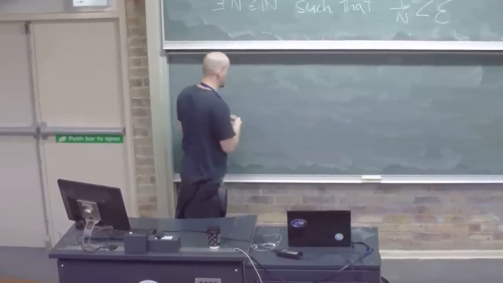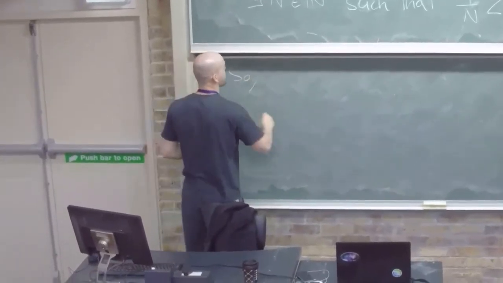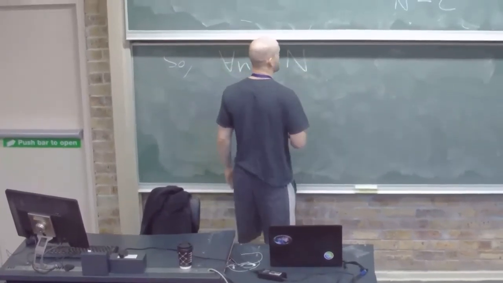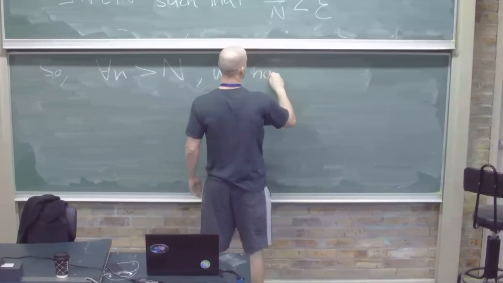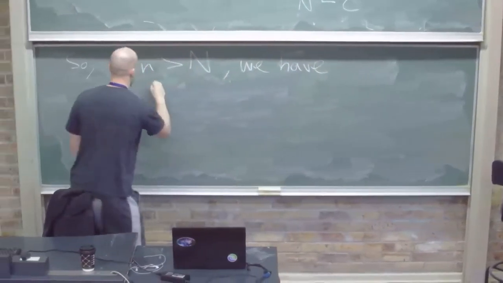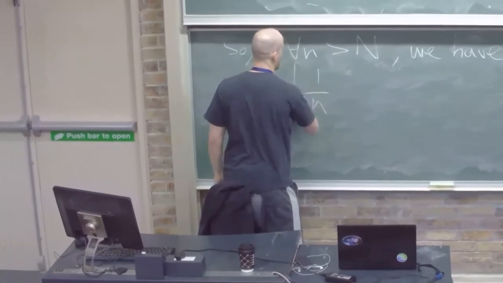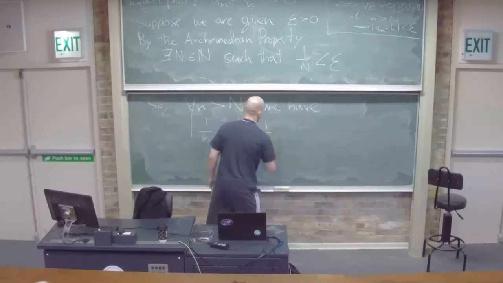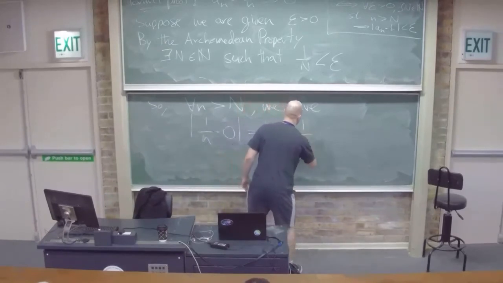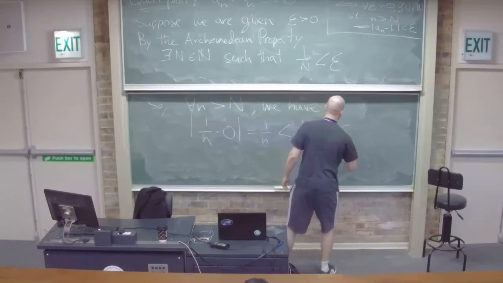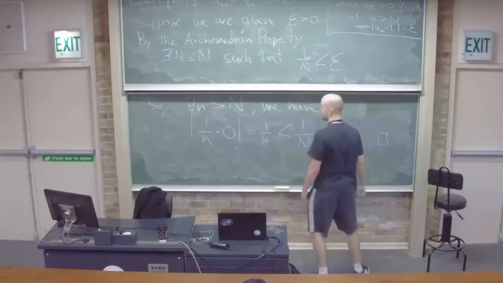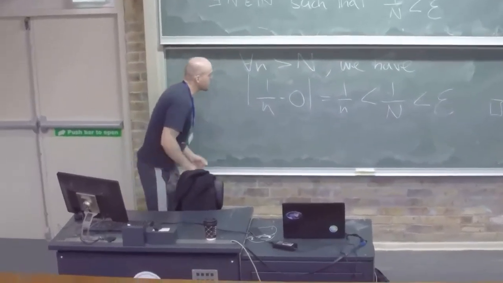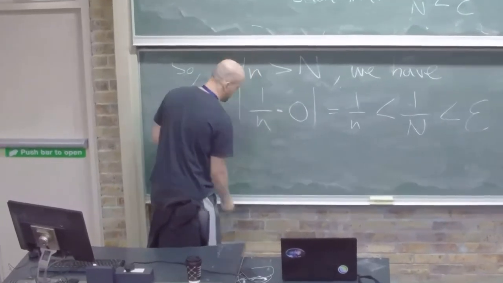Right, and then at this point we just say, so, for all little n greater than capital N, we have 1 over little n minus 0 equals 1 over n, which is less than 1 over capital N, which is less than epsilon. And that's just like you're done at that point. That's really a minus sign in there.